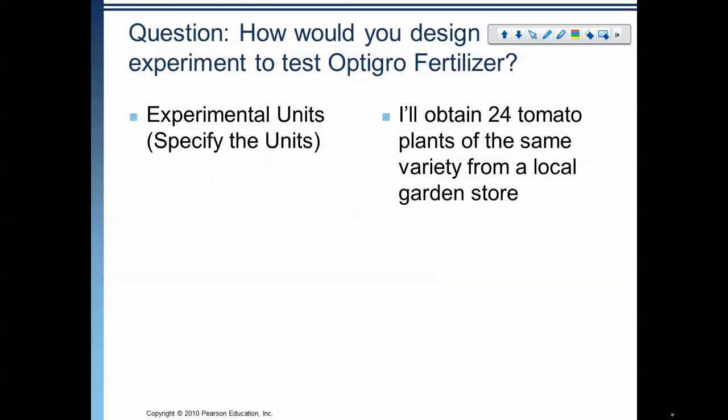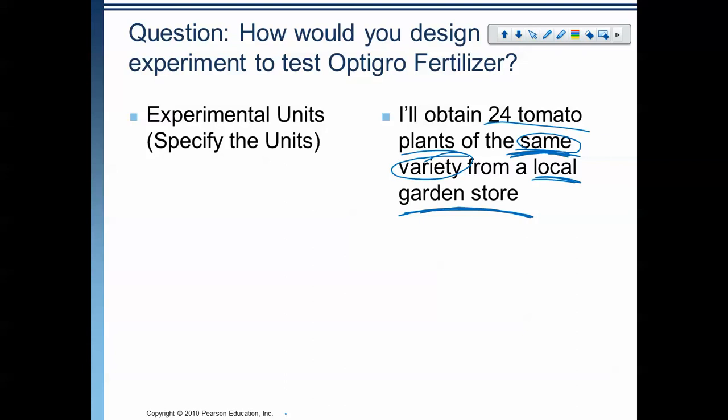What are my units here? What am I looking at? Well, I'm going to take 24 tomato plants of the same variety from a local garden store. Notice that I'm taking the same variety, right? That is important as a measure of control. If I got two different varieties of tomatoes, one of them might be tastier and juicier just because it's a better variety of tomato. So I'm controlling that variable by taking the same variety. Also, I'm controlling something from the local garden store, because if I buy my tomato plants at Thompson's Garden and I buy my tomato plants at Home Depot, the likelihood is I'm going to get better tomato plants from Thompson's.